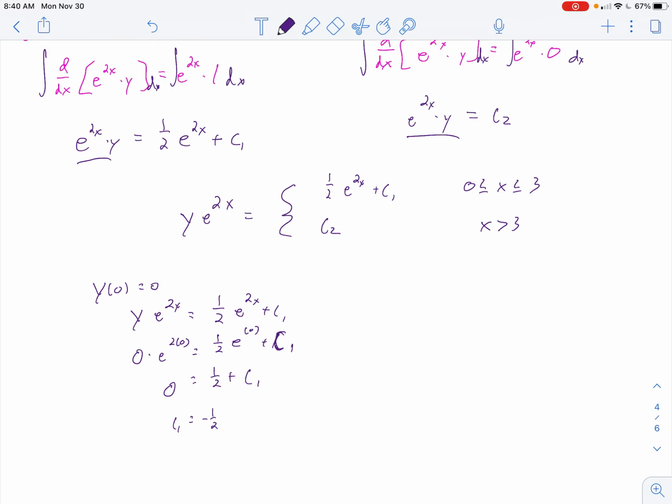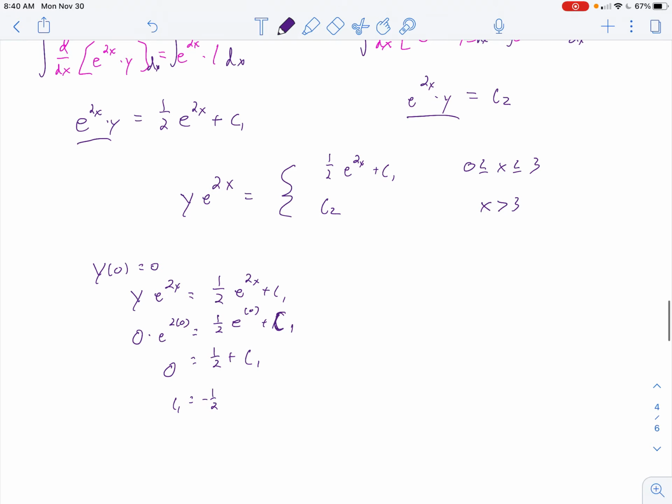All right, so now we know what c sub 1 is. So we can say y e to the 2x is equal to 1/2 e to the 2x minus 1/2, from 0 to 3. We could pull out a 1/2 if you wanted to.